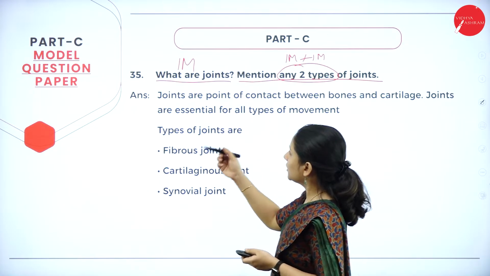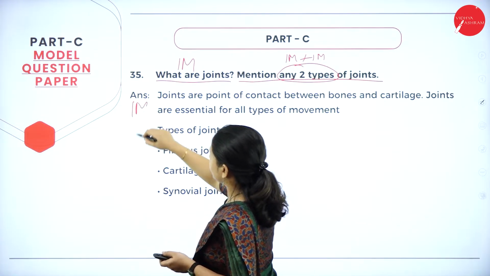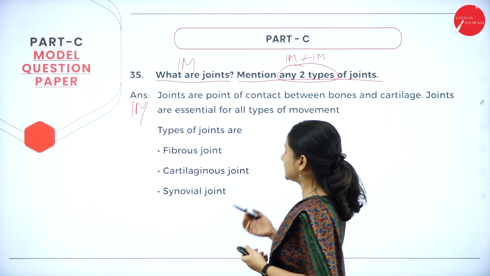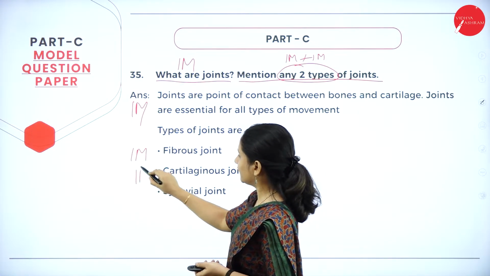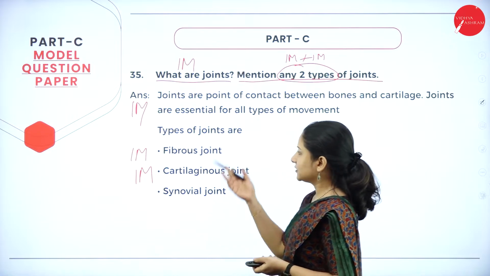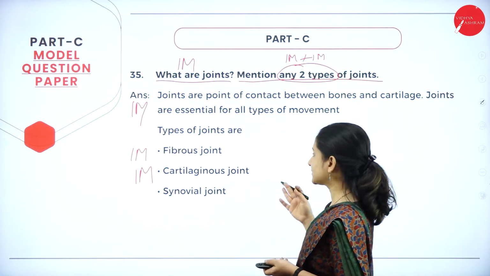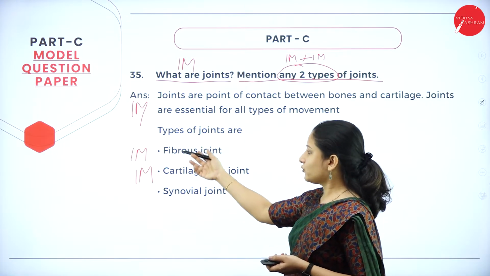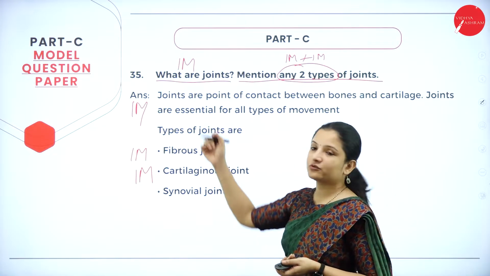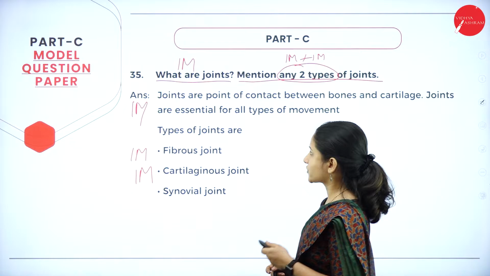So you can see here, write what are joints, write the definition. Then types of joints. There are 2 types. If you write 2 types, it is enough. Any 2 types they have asked. So there are fibrous joints, cartilaginous and synovial joints. Any 2 you write, it will fetch you 2 marks. So therefore 2 plus 1, it is a 3 mark question.